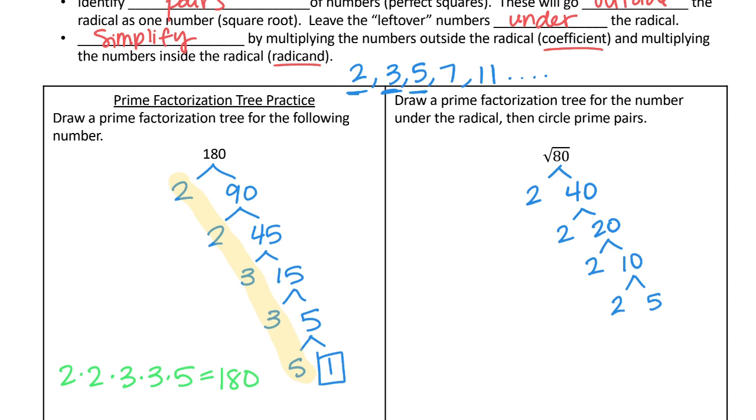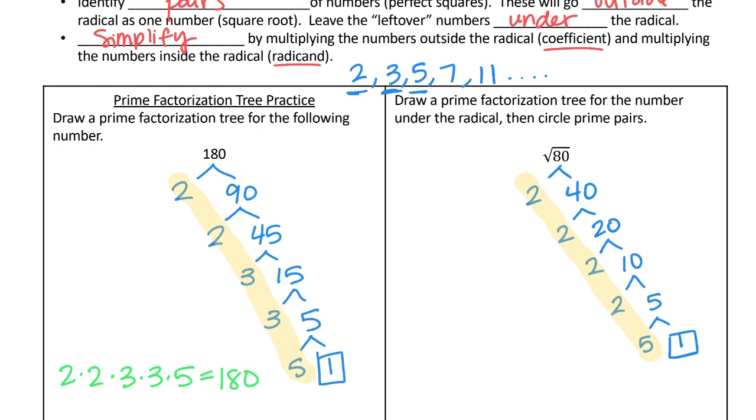5 is not divisible by 2, so we go to the next prime number. 5 is not divisible by 3, so we go to the next prime number, and that would be 5. So 5 is divisible by 5. It would be 5 times 1. I got to the 1, so now I stop. Okay? So what you'll notice is if you were to multiply 2 times 2 times 2 times 2 times 5, that would get you right back to 80.